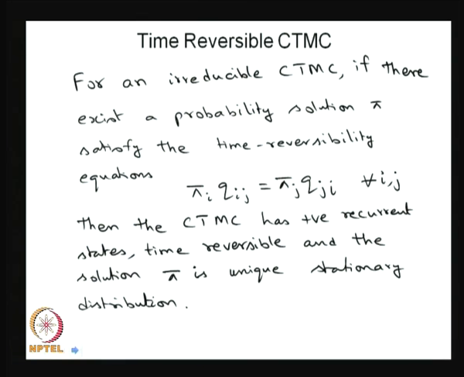The way I have explained the time reversible concept in the DTMC, the CTMC also has the time reversible concept. So, the time reversibility equation is pi_i times q_ij is equal to pi_j times q_ji. The q's are nothing but the rates and the pi's are nothing but the probability values. So, if the pi_i's exist, that is, the stationary distribution exists, as well as the time reversibility is satisfied by the CTMC, then that CTMC is positive recurrent, and you can say that it is time reversible, and the solution pi is nothing but the stationary distribution.